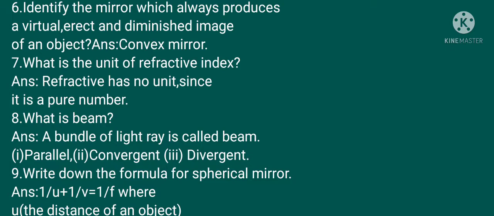Question number 9. Write down the formula for spherical mirrors. And the formula is 1 upon u plus 1 upon v equal to 1 upon f, where u is the distance of an object and v is the distance of an image and f is the focal length of a spherical mirror.